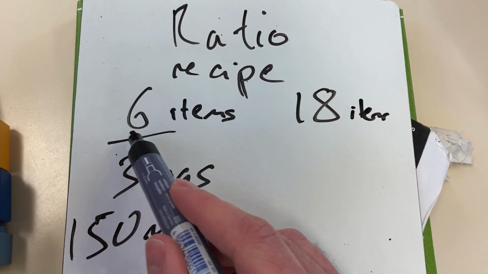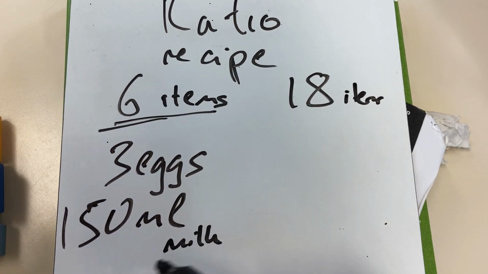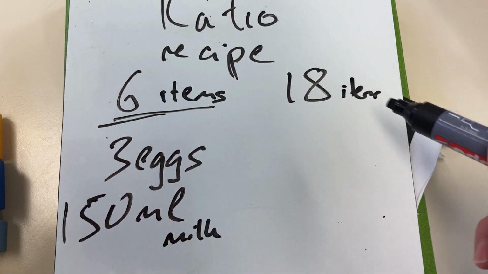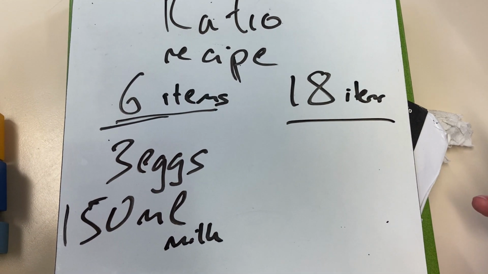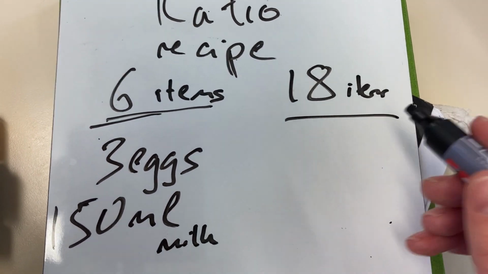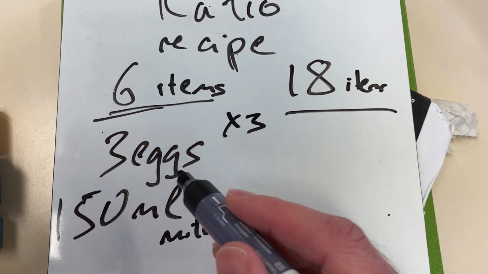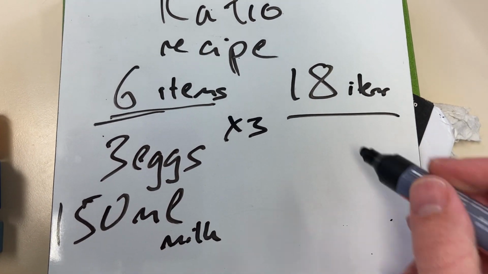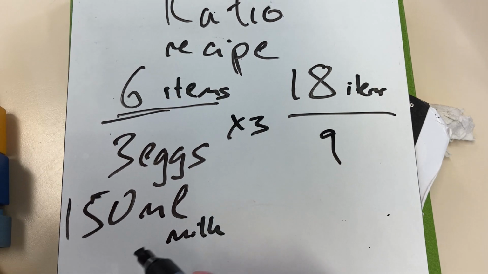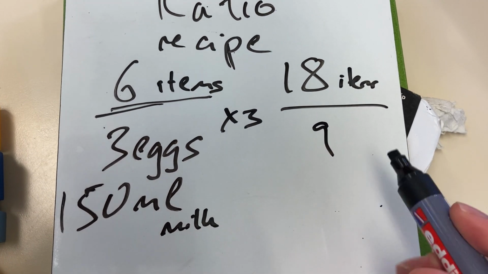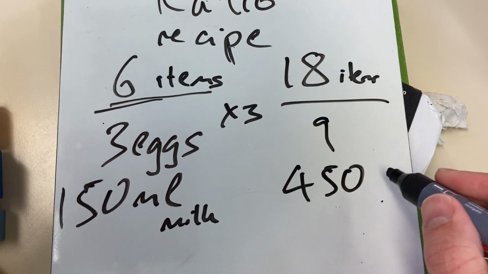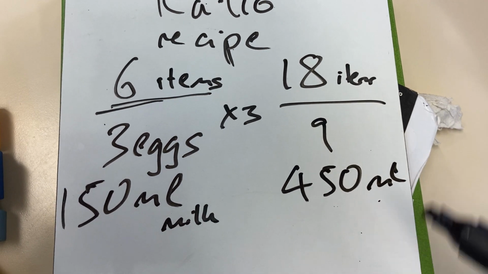If I've got 6 of these items made by these ingredients, how do I then make 18? Times everything by 3. I times everything by 3. Okay, so how many eggs will I now need? 9 eggs. And how much milk will I now need? 450 milliliters. Okay, so there we go.